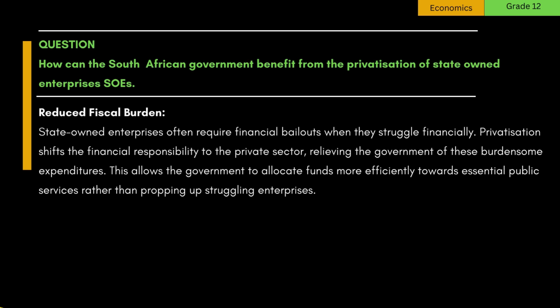2. Reduced fiscal burden. State-owned enterprises often require financial bailouts when they struggle financially. Privatization shifts the financial responsibility to the private sector, relieving the government of these burdensome expenditures. This allows the government to allocate funds more efficiently towards essential public services rather than propping up struggling enterprises.